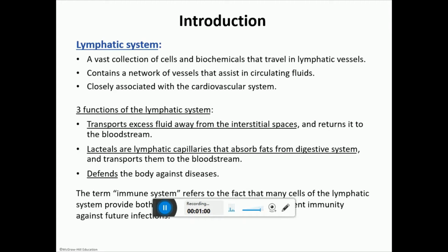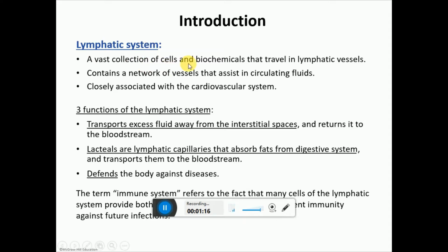After filtration, now that it's bacteria-free, germ-free and toxin-free, it'll go back into the venous and join the venous circulation. So that's, kind of like in a nutshell, what the lymphatic system is all about.